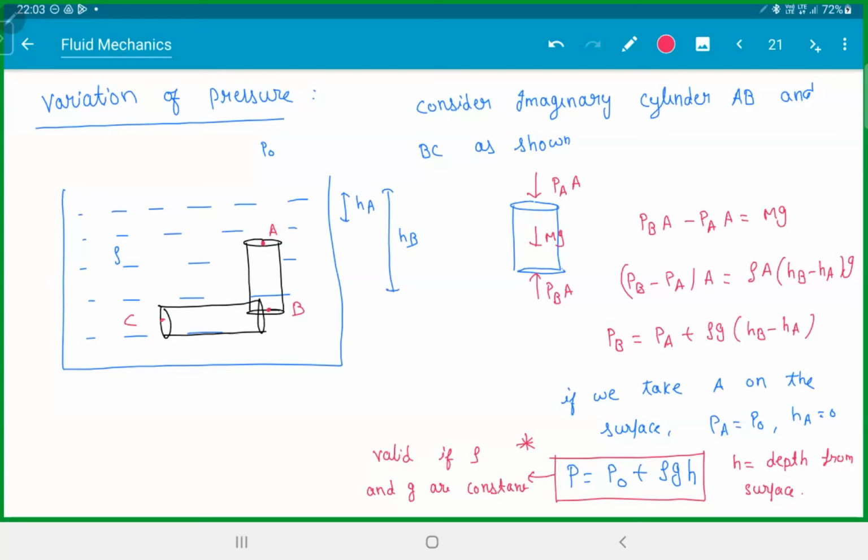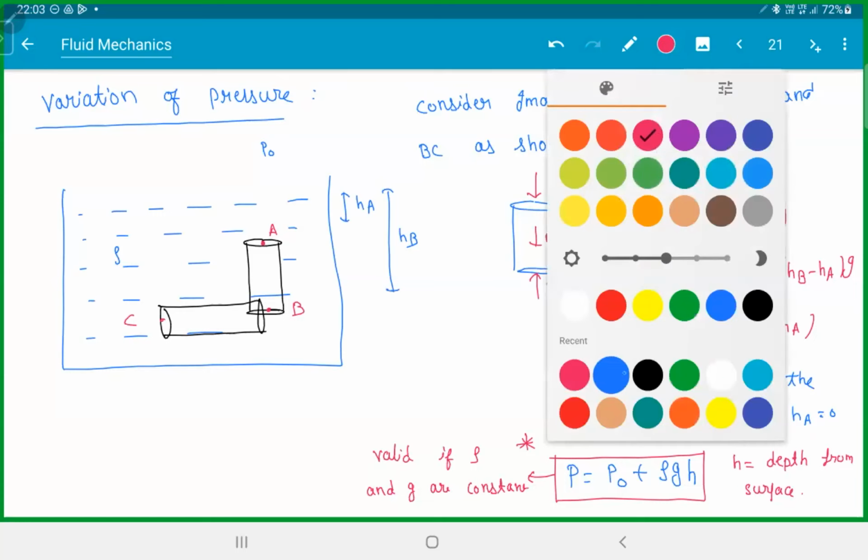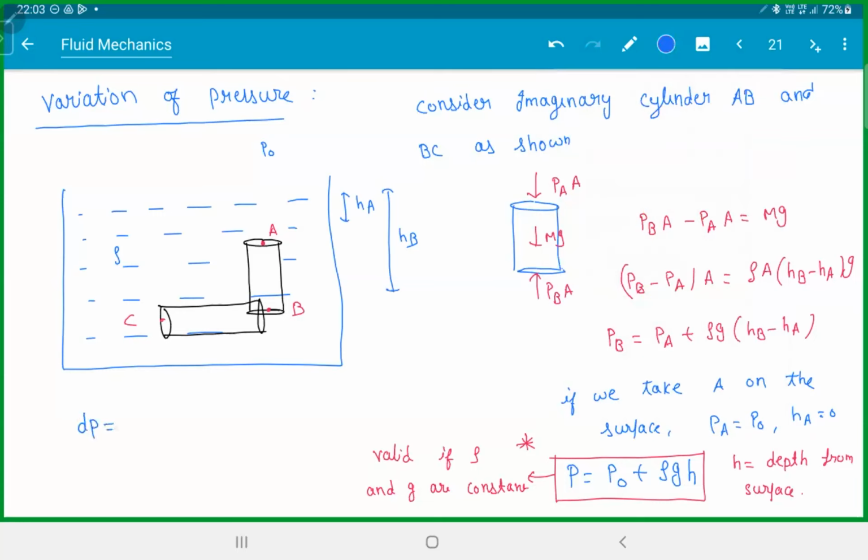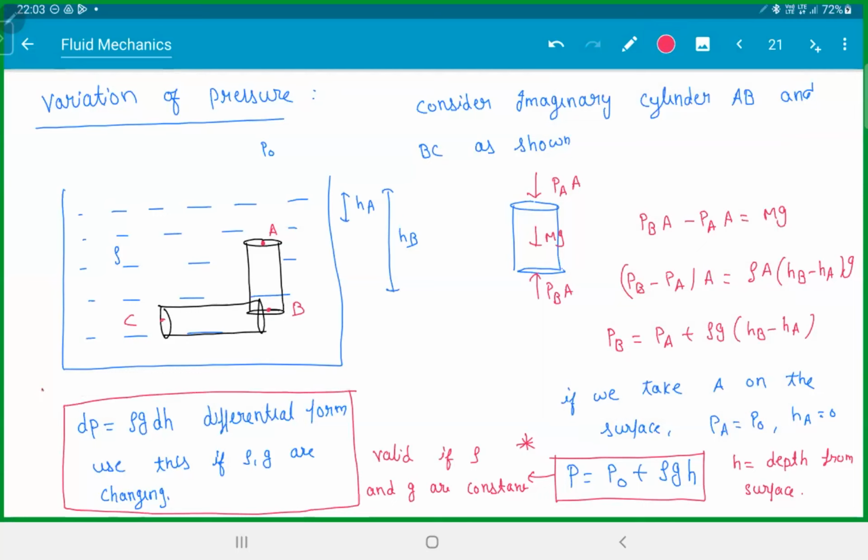Check that out. We can also say dP is equal to rho G dH. This is the differential form. Use this if rho and G are changing, especially for integrations, basically. So the formula P naught plus rho G H is valid only when the density and the gravity are constant. I think you can note this down.